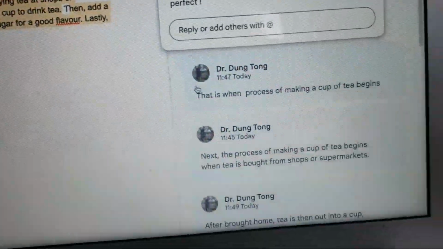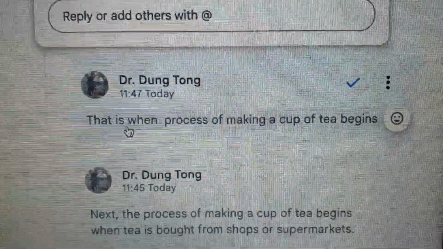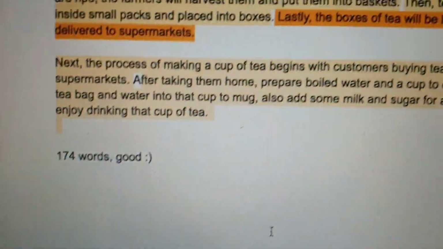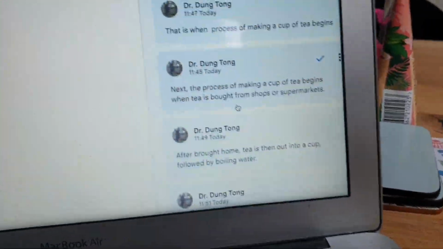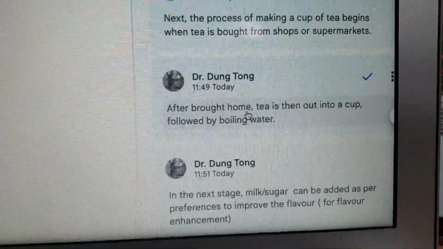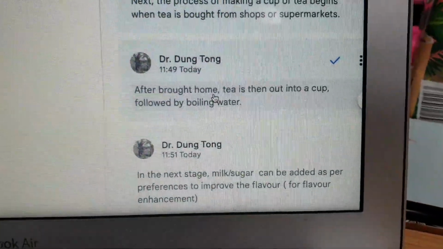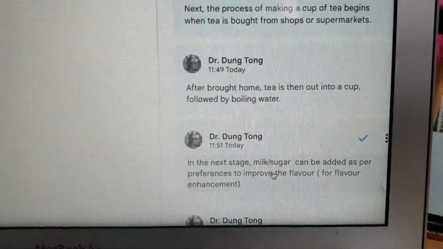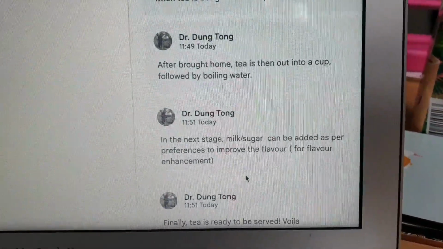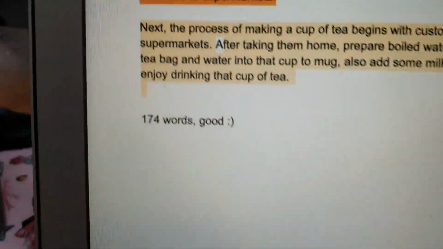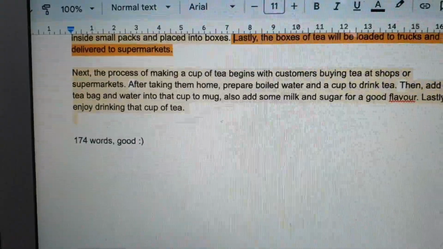Okay, and then when I said that, we can continue with the second body paragraph where we're going to say next, the process. Okay, after being brought home, tea is then put into a cup, followed by boiling water. In the next stage, milk and sugar can be added as per preference to improve the flavor. So compare with the original sentence in here.